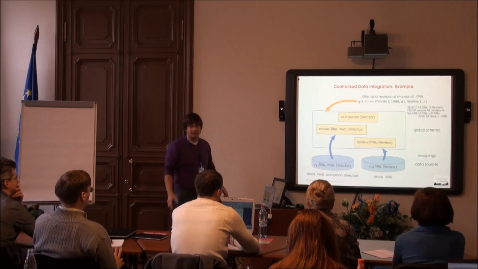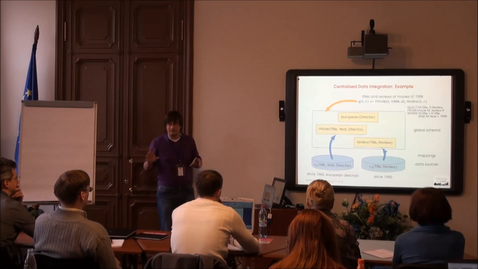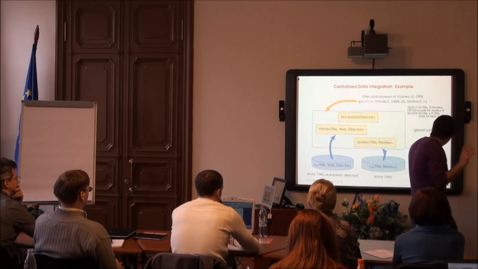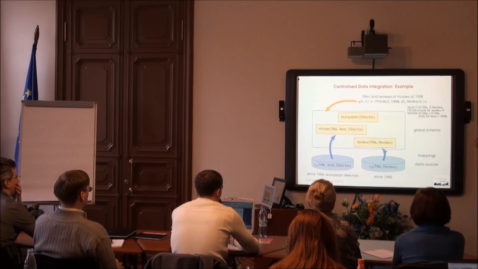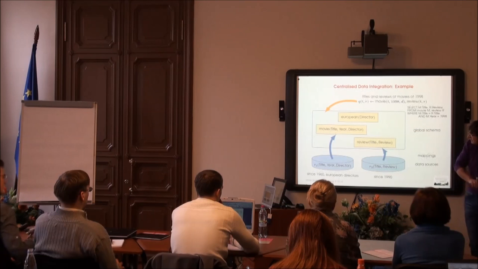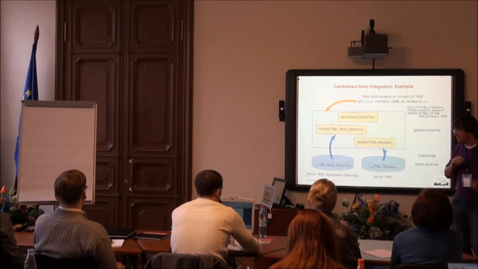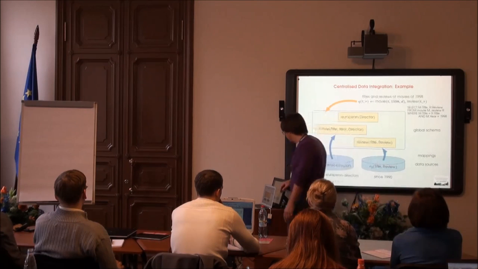So how can this be done, in principle? Let's look at the different options. There is actually quite an important component which I haven't mentioned yet. We have this global schema and we have our data sources. Somehow we have to relate our data sources to the global schema, and those relations are called mappings. Let us have a look at what those mappings can be.